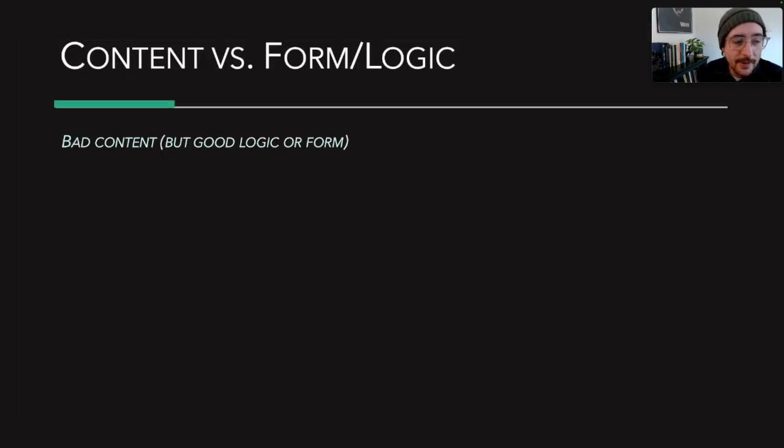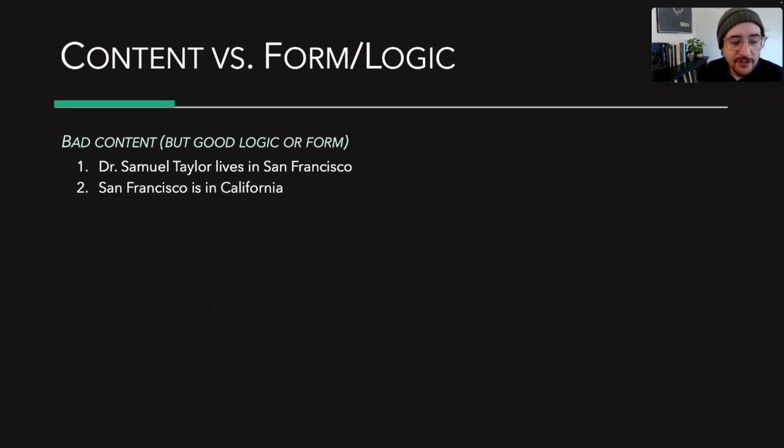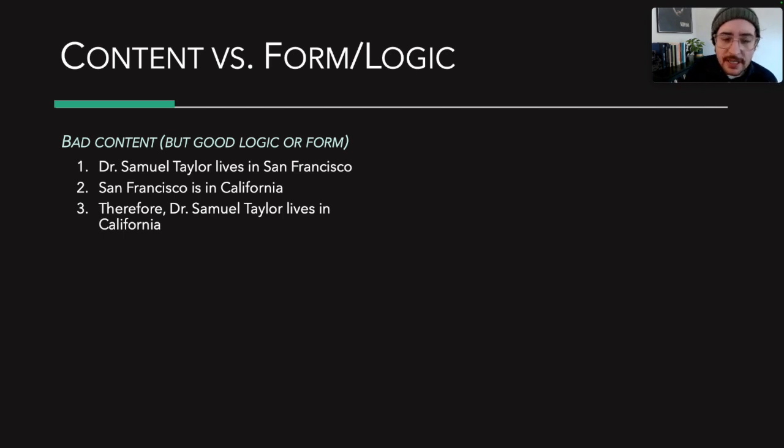Here's an example of an argument with bad content, but has good logic or form. So the argument says Dr. Samuel Taylor lives in San Francisco. San Francisco is in California, therefore Dr. Samuel Taylor lives in California. When I say that this argument has bad content, this is because what the premises say isn't true. I do not live in San Francisco. But notice, the argument does have good logic. The reasoning is perfectly fine. Those premises do support that conclusion.